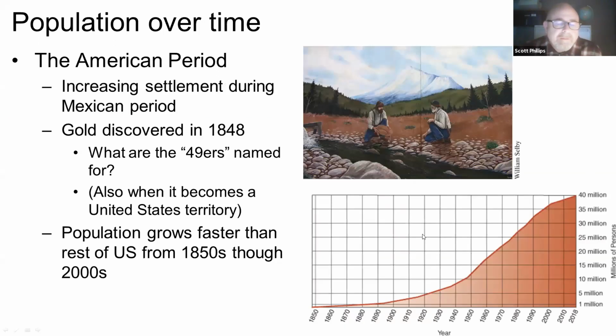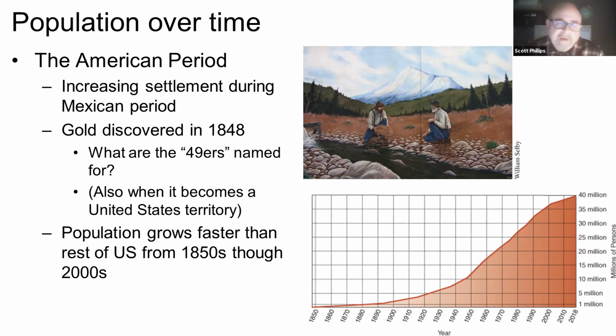Now, California was sparsely populated. You had started to see an increase of people pioneering through the Sierra Nevada and other places, and you had increasing settlement by people from the eastern United States. And then things really changed in about 1848 with the discovery of gold in California.